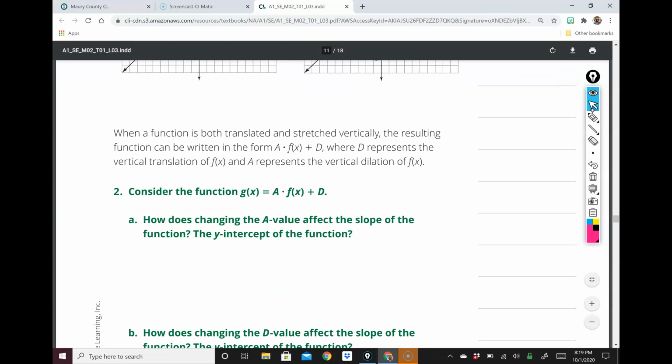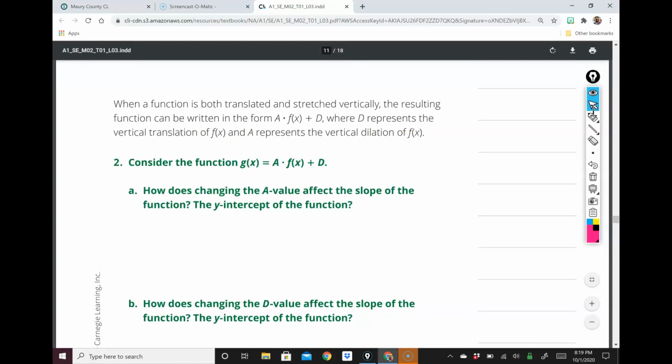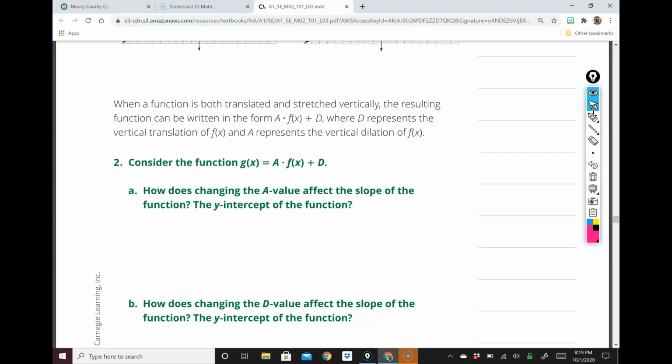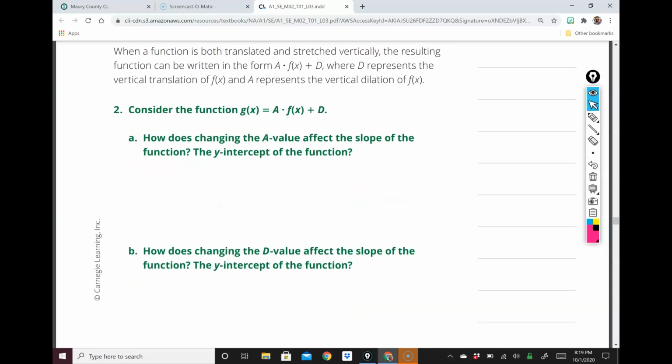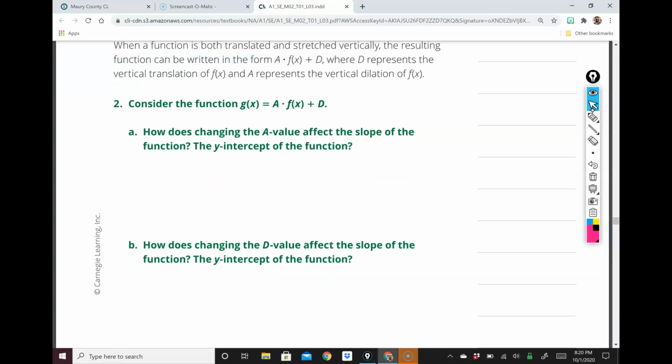When a function is both translated and stretched vertically, the resulting function can be written in the form a times f of x plus d, where d represents the vertical translation of f of x, and a represents the vertical dilation of f of x. Consider the function g of x equals a times f of x plus d. How does changing the a value affect the slope of the function and the y-intercept of the function? Changing the a value does not affect the y-intercept. The a value affects the slope.